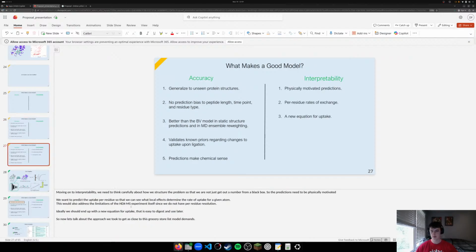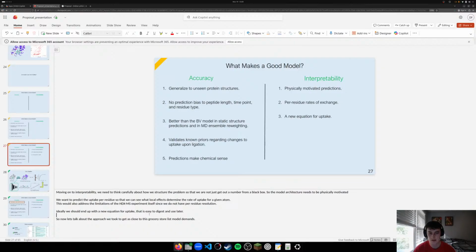So moving on to interpretability, we need to think carefully about how we structure the problem so that we are not just getting a number from a black box. So the predictions need to be physically motivated. So the model architecture needs to be physically motivated. We want to predict uptake per residue so that we can see local effects. So we can see what local effects determine the rate of exchange, rate of uptake for a given atom.